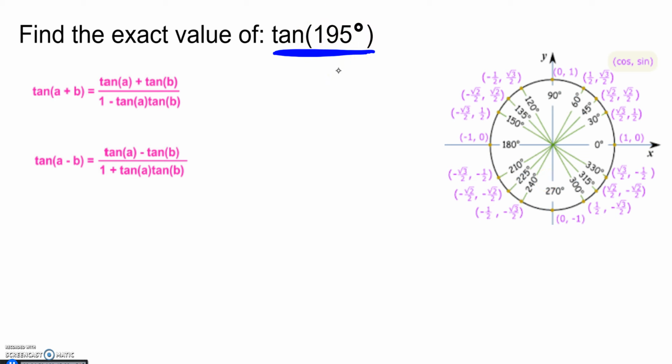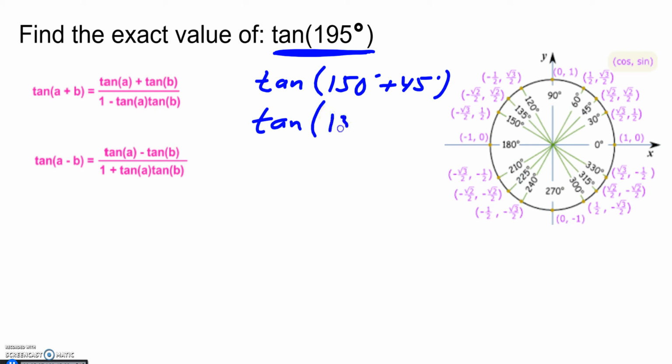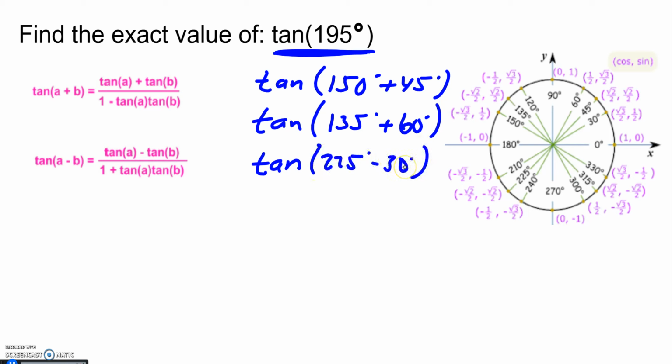So let me think. We could do the tangent of 150 degrees plus 45 degrees. We could do the tangent of 135 degrees, which is on the unit circle, plus 60 degrees. We could do something with subtraction, the tangent of 225 degrees minus 30 degrees, and I'm sure there's even more that we could use. Now, from teaching this before, here's a suggestion for you.